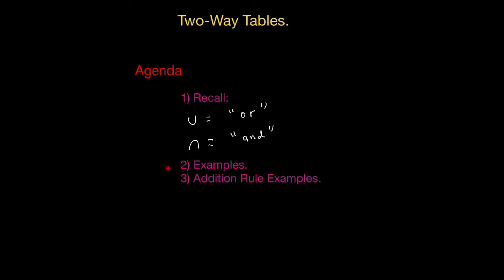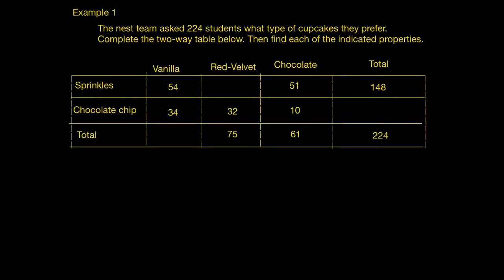Okay, so now we're going to go over some examples, and then a little bit more complex examples. So let's begin with this problem right here. Example number 1. The NEST team asked 224 students what type of cupcakes they prefer. Complete the two-way table below, then find each of the indicated properties, it should say probabilities.